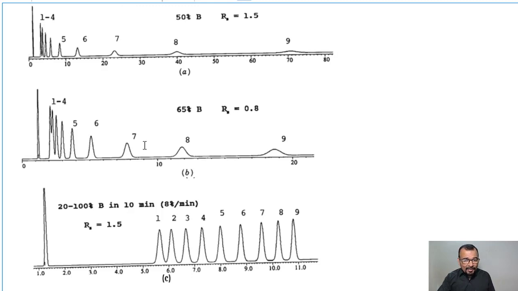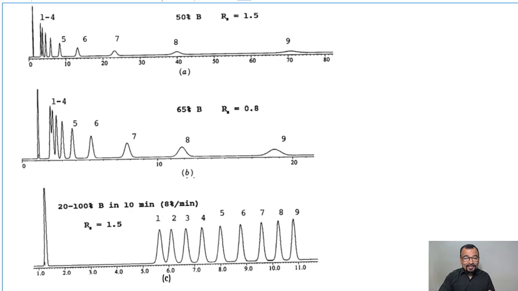In a similar way, if you increase the proportion of B to 65%, then how much will be the proportion of percent A in the same run? It will be 35%. With this mode, look here, the resolution between the critical band pair has further decreased to 0.8, which is not really acceptable. So if you want to have acceptable resolution, you need to run the chromatogram for 80 minutes.